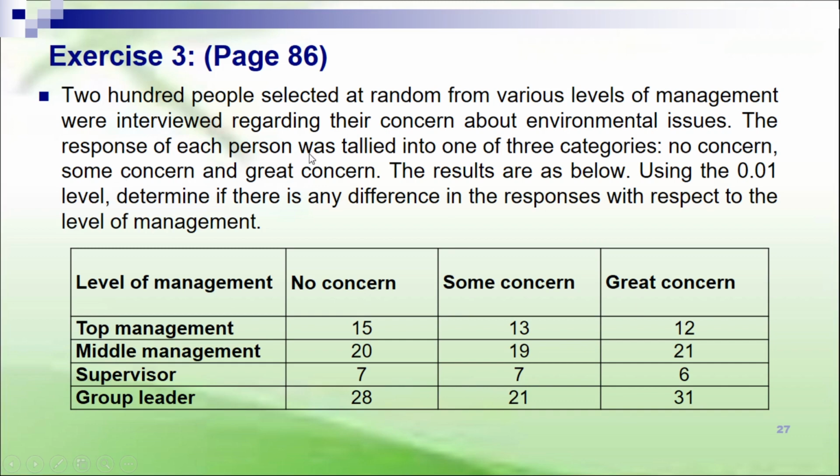The response of each person was tallied into one of 3 categories: no concern, some concern, and great concern. The results are as below. That means here the observed frequencies are given, and the alpha is 0.01. Under that level of significance, we are asked to check whether there is any significant difference between these 2 variables, level of management and concern about environmental issues. That means whether the concern about environmental issues depends on the level of management or not.